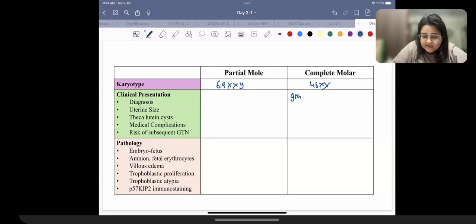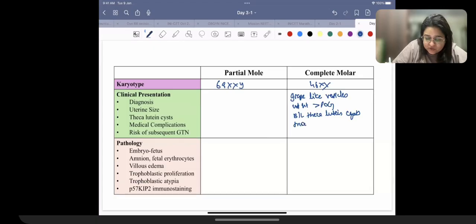What is the classical presentation? The woman will complain of passage of grape-like vesicles. When you examine her, the uterine height will be more than the period of gestation. The ovaries will show bilateral enlarged cysts called bilateral theca lutein cysts. You'll have the typical snowstorm appearance on the ultrasound.